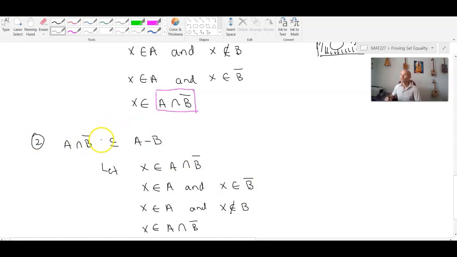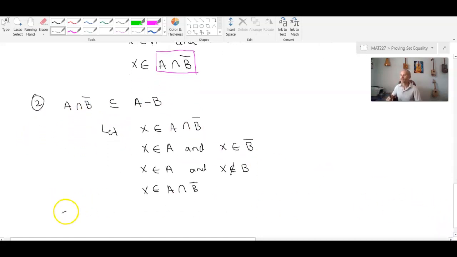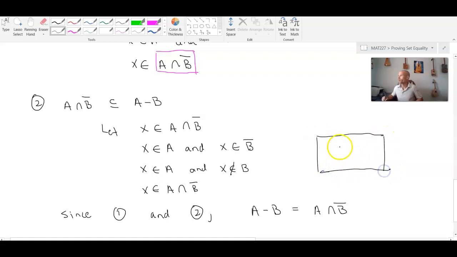So since these two are subsets of one another, I'll just write it like this, since 1 and 2 are true, A minus B is equal to A intersect B complement. So that means what we already know, or what we've already drawn before, if this is A and this is B, then A minus B is basically this portion here. A and B complement just means that you have an element that's inside of A, definitely inside of A, but not in any portion that it shares in common with B.